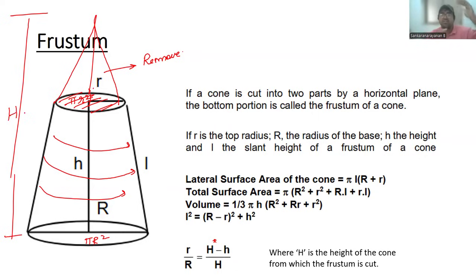So once you have those details, r by R is equal to H minus h upon H. Some calculations you can easily handle. But even otherwise, the formulae for LSA, TSA, volume, and how the slant height is connected to the radii and the height of that frustum, all those inputs I have provided to you. Use them wisely.